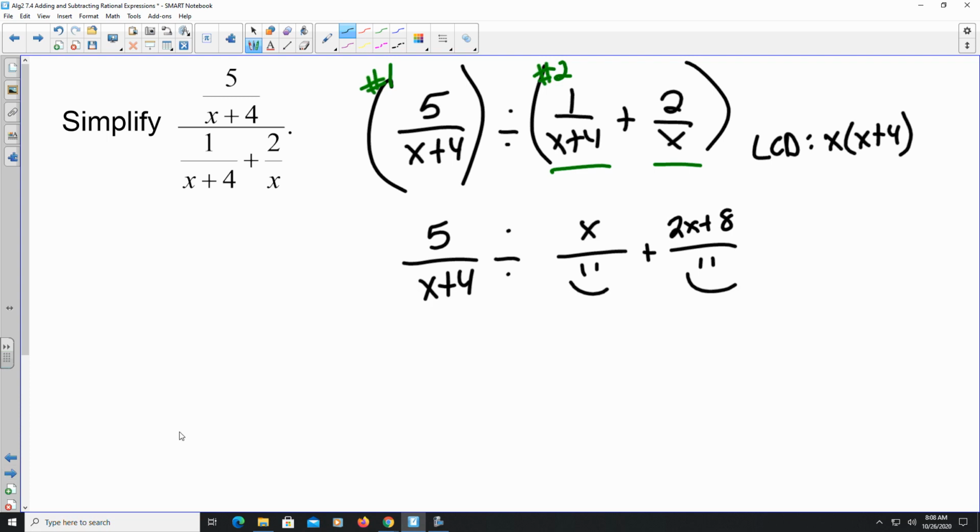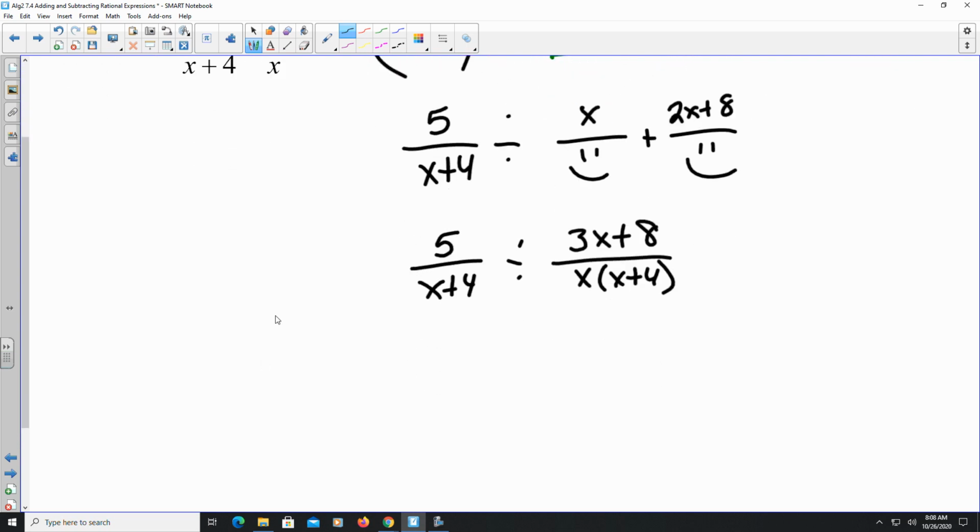So now I write 5 over x plus 4, divided by, and when I combine like terms in the numerator, I get 3x plus 8, all divided by x times the quantity x plus 4. So I have one fraction on one side of the division and one fraction on the other side. I've taken care of that first step.